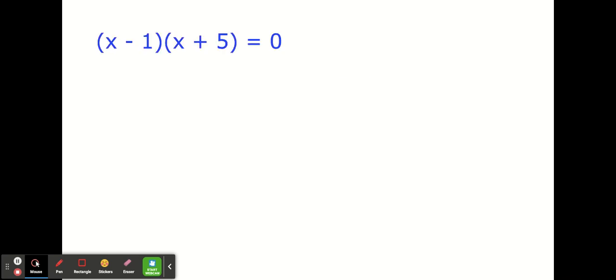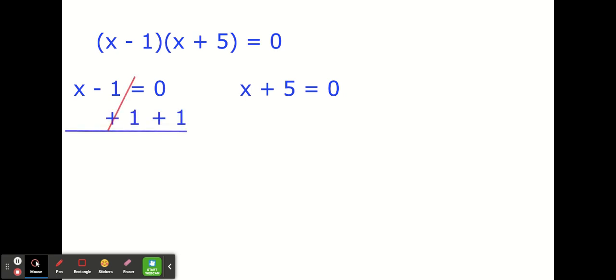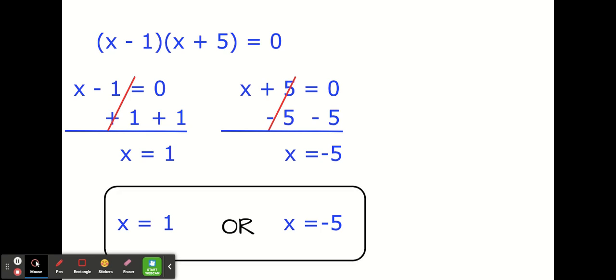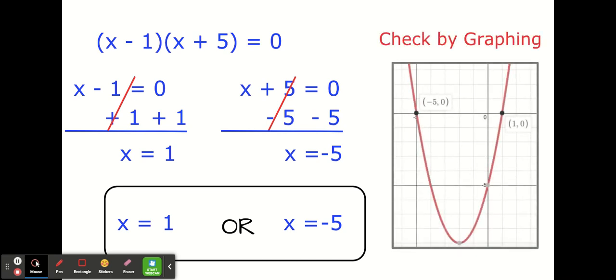If we have x minus 1 times x plus 5 equals 0, remember, this is the factored form. This means that we can say x minus 1 equals 0, or the other factor, x plus 5 equals 0. If we solve for x, we add 1 to both sides, we get x equals 1. If we subtract 5 from both sides, we get x equals negative 5. We can type x minus 1 times x plus 5 in Desmos, and also y equals 0, and we can check by graphing. We have negative 5, 0, and 1, 0 as solutions, because those are the x-intercepts, zeros, roots, or solutions. It's what makes the equation true, where that graph hits y equals 0.